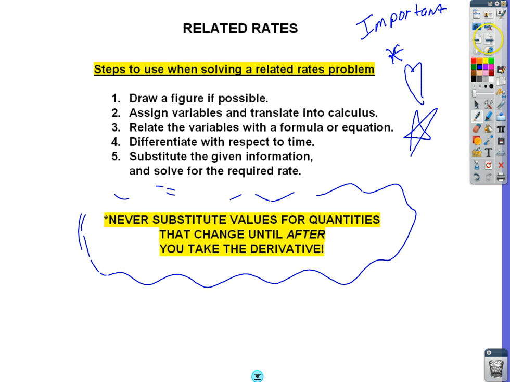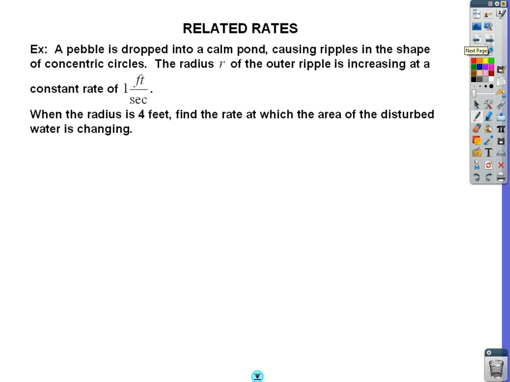Here we go. So, first thing, example: a pebble is dropped into a calm pond, causing ripples in the shape of concentric circles. The radius of the outer ripple is increasing at a constant rate of 1 foot per second. When the radius is 4 feet, find the rate at which the area of the disturbed water is changing. Wow. All right, so these are some intense problems that we need to translate into calculus.